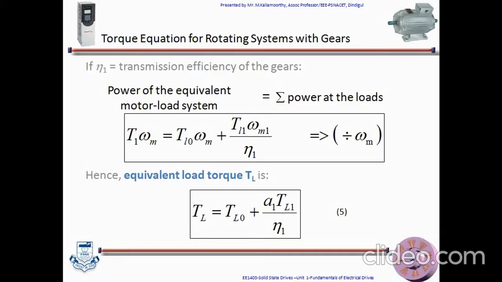Dividing this entire equation by omega m, we get the equivalent load torque TL as TL0 plus TL1 by eta 1 into omega m1 by omega m. We know that omega m1 by omega m is nothing but the gear ratio A1. Therefore, TL is equal to TL0 plus A1 into TL1 by eta 1.